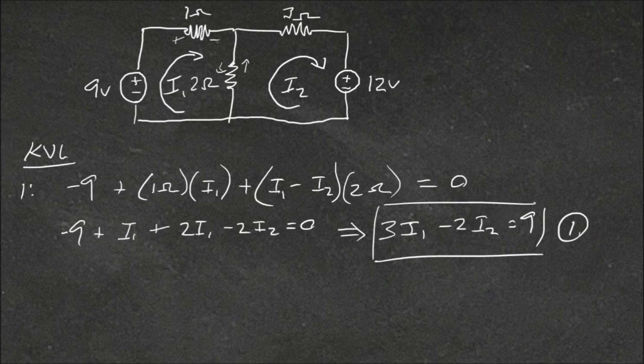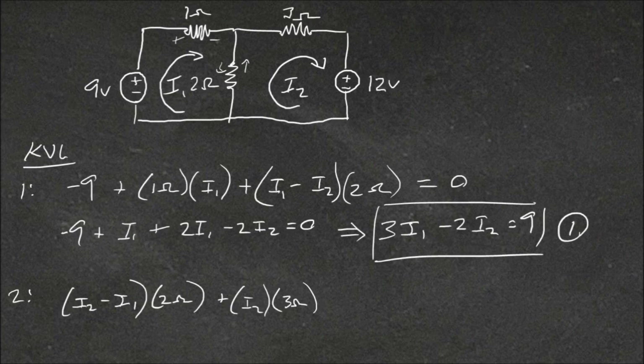Now for our second loop, we'll do the KVL for that. So we've got the currents going through this resistor here, and we're taking it with reference to I2. So now we have I2 minus I1 times by 2 ohms. And the current going through the 3 ohm resistor is I2 times by 3 ohms. And we're going from positive to negative, so this is a positive voltage now. So it's plus 12 volts. And this will be equal to 0.